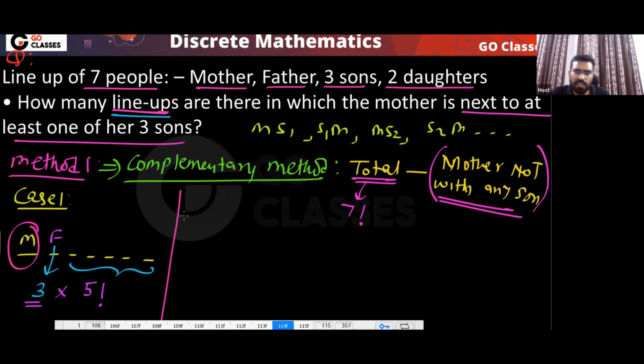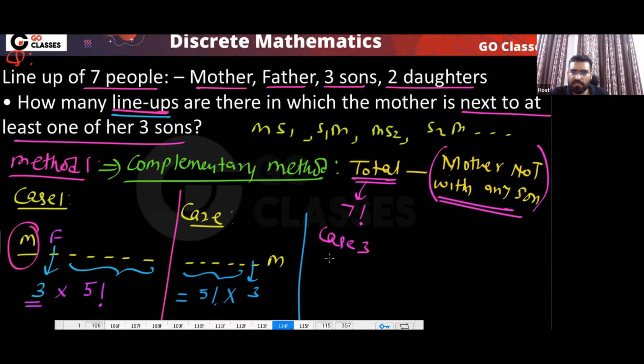So the case one, mother is in the first position. Case two, mother is in the last position. The same answer. For case two also the answer will be the same, 3 and 5 factorial. Case 1 and case 2 will give you the same answer.